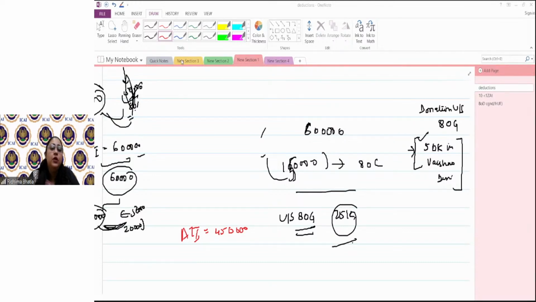80EEB is interest on loan taken for acquiring an electric vehicle. Maximum 1,50,000 allowed to an individual. And 80G is donation to specified institutions and funds, any assessee, but the limits have to be seen category-wise. 100% first category, 50% second category, subject to qualifying limit, 100% third category and 50% last category. Next class, we'll start from 80GG, which is payment of rent for residential house property, and we will move to 80GGB, 80GGC, and 80JJA, 80JJAA, whatever those small ones are left, we'll cover up.